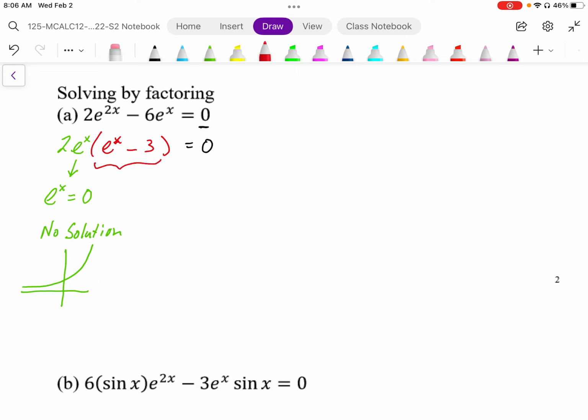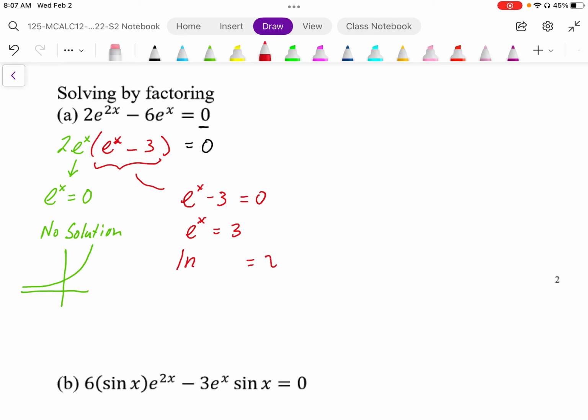I can look at this factor independent from the e to the x, and I can come up with an equation here. e to the x minus 3, that factor could be equal to 0 as well, and it would make the whole equation equal to 0. Well, this I can solve. So I'm going to isolate the e to the x, and I'm going to convert this into a log. Okay, I need to solve for the exponent, so I need to use a log. So I'm going to use log base e. The base of the exponent is e, so I need to use a log base e.